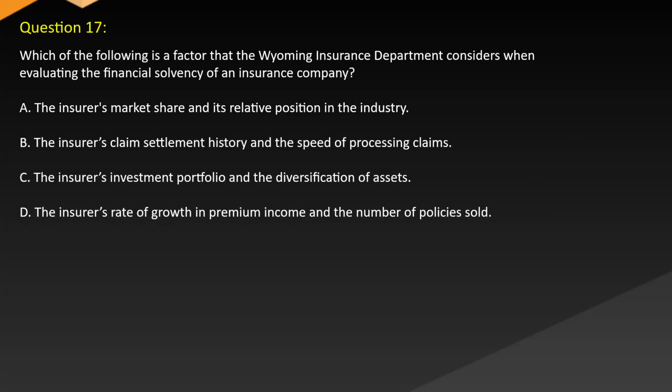Question 17. Which of the following is a factor that the Wyoming Insurance Department considers when evaluating the financial solvency of an insurance company? A. The insurer's market share and its relative position in the industry. B. The insurer's claim settlement history and the speed of processing claims. C. The insurer's investment portfolio and the diversification of assets. D. The insurer's rate of growth in premium income and the number of policies sold.